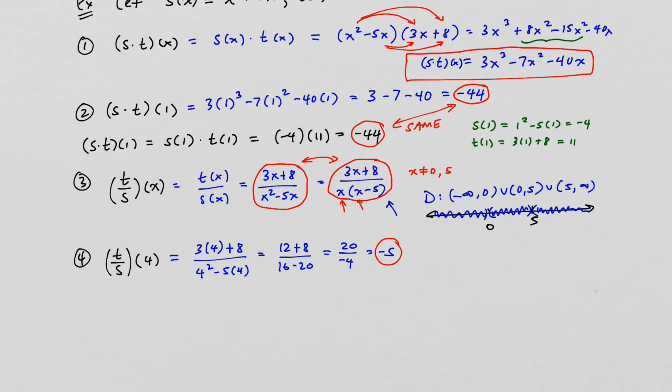And then as an alternative, we could use the definition. T over s of 4 is the same as t of 4 divided by s of 4. Of course, you would have to figure out what t of 4 is and what s of 4 is, and you'd plug those in, and of course, you would end up getting the same thing, 20 divided by negative 4, which is negative 5. Okay, so either method is fine.